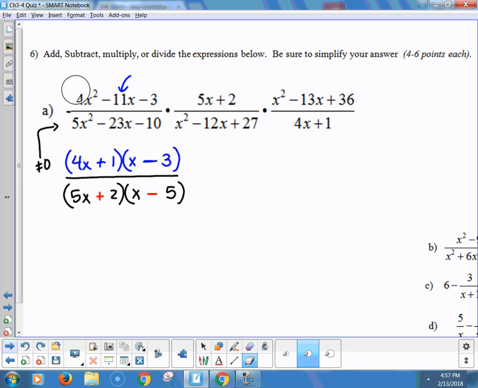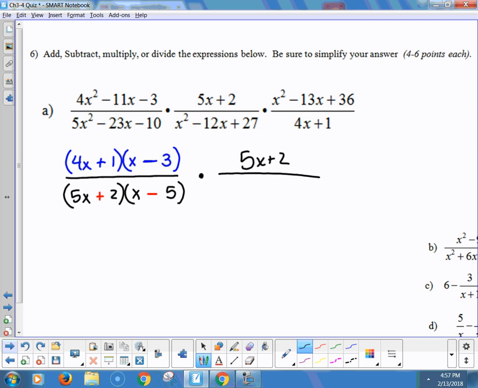And we automatically have 2 excluded values. But let's take a look at our next fraction. Times 5x plus 2. Mercy, we don't have to factor that. The bottom of this thing factors quite nicely. X, things that multiply to 27, 9 and 3. Minus 3, minus 9. That adds to 12 in the middle. Times.